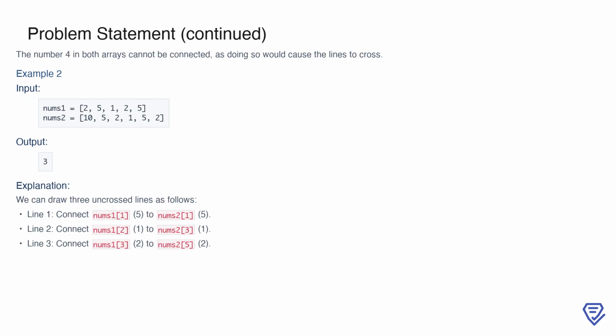Now consider another example where nums1 is [2, 5, 1, 2, 5], and nums2 is [10, 5, 2, 1, 5, 2]. Here, the maximum number of uncrossed lines is 3. The connections that achieve this are nums1[1], 5, to nums2[1], 5, nums1[2], 1, to nums2[3], 1, and nums1[3], 2, to nums2[5], 2. Each of these lines satisfies the conditions for being drawn, and no two lines intersect. This example highlights how elements can be matched even if the arrays have different lengths or contain repeated values.